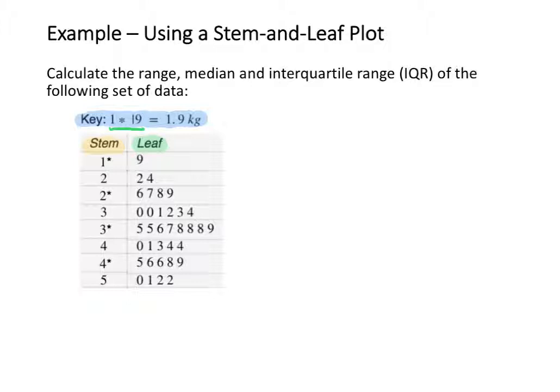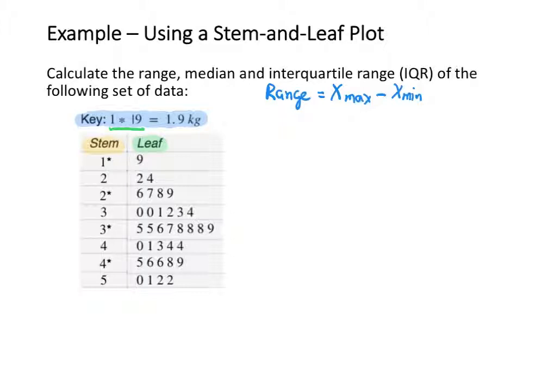So we can use the stem and leaf plot as a way of reading our data when doing our calculations. Let's have a look at an example where we want to calculate the range, the median, and the interquartile range of the set of data contained within the stem and leaf plot. First, let's calculate the range. The first thing we need to do is write down our formula for range. Range is equal to the maximum score minus the minimum score.